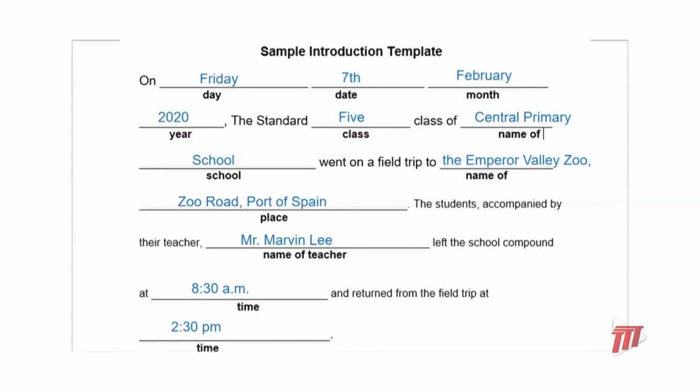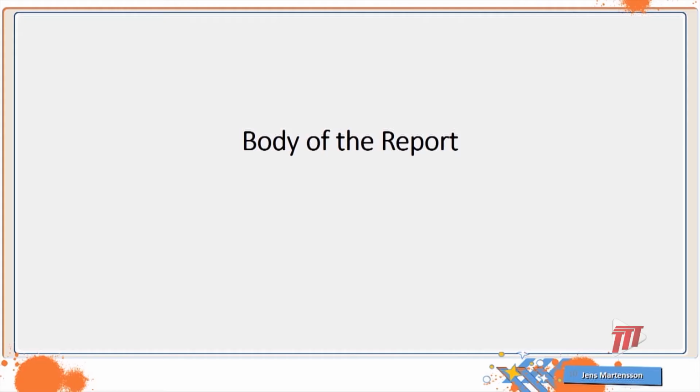On Friday, 7th February 2020, the Standard 5 class of Central Primary School went on a field trip to the Emperor Valley Zoo, Zoo Road, Port of Spain. The students, accompanied by their teacher, Mr. Marvin Lee, left the school compound at 8:30 a.m. and returned from the field trip at 2:30 p.m. This is our introduction to our report. Next, we will look at the body of the report.